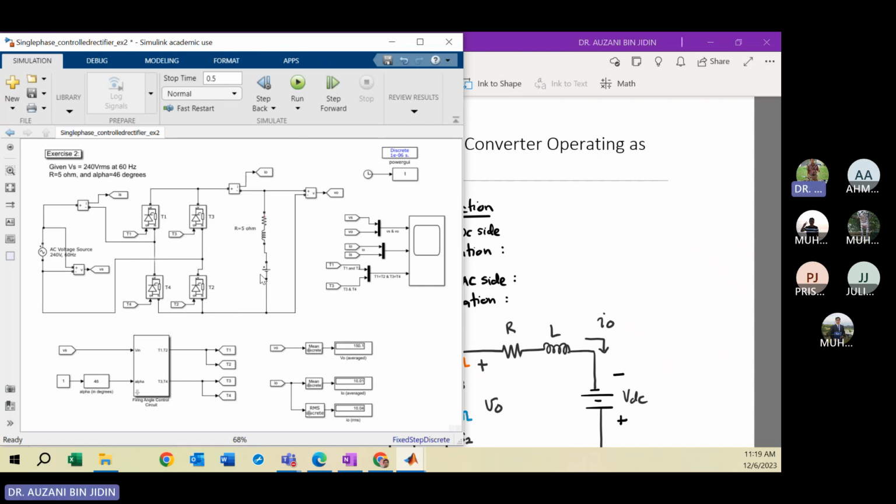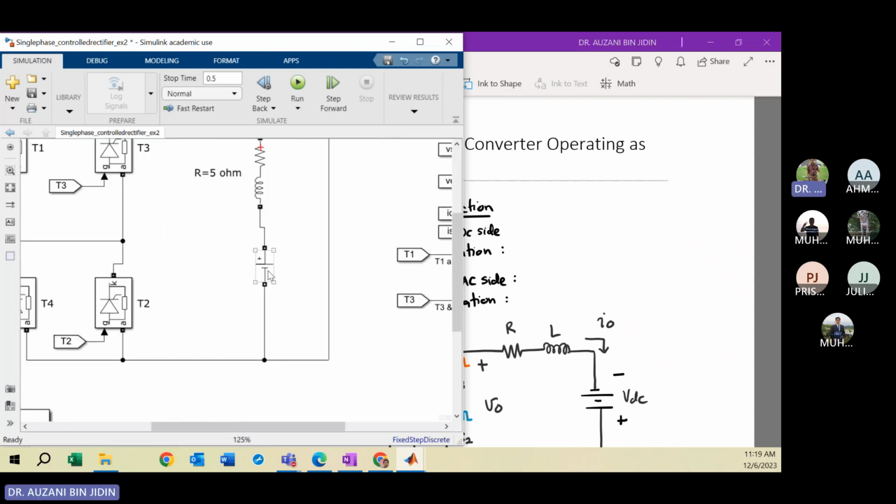Okay, so please take note, for the converter to operate as rectifying mode, your DC voltage must be connected in the right polarity. That means the plus must be at the top, minus at the bottom. Okay. So this is to operate the converter as a rectifier.